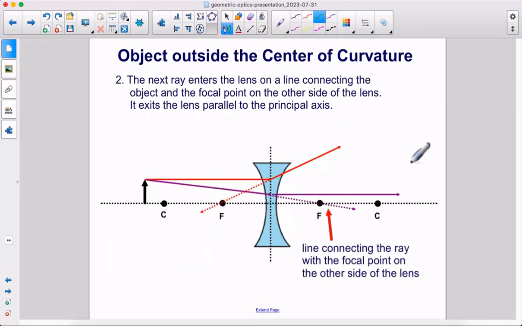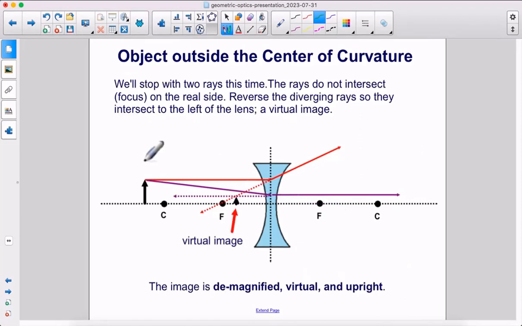The next ray enters the lens on a line connecting the object and the focal point on the other side of the lens. It exits the lens parallel to the principal axis. So here you can see this purple line is aiming towards this focal point, but as soon as it hits the lens, it then goes parallel to the principal axis. This time, we'll stop with just 2 rays.